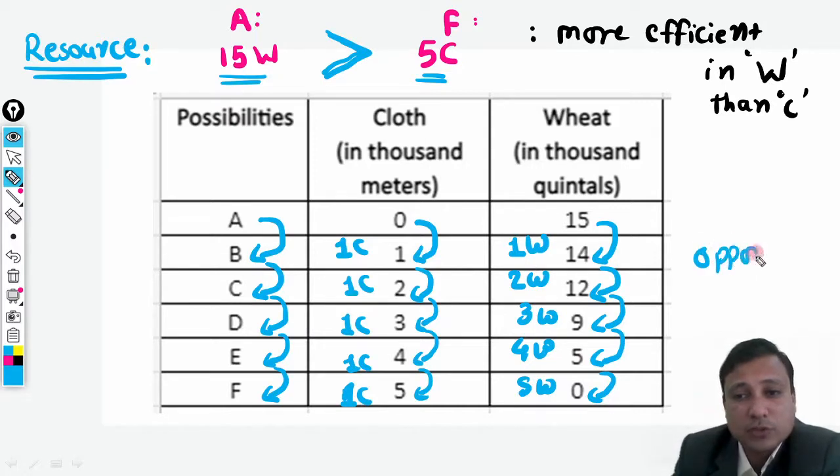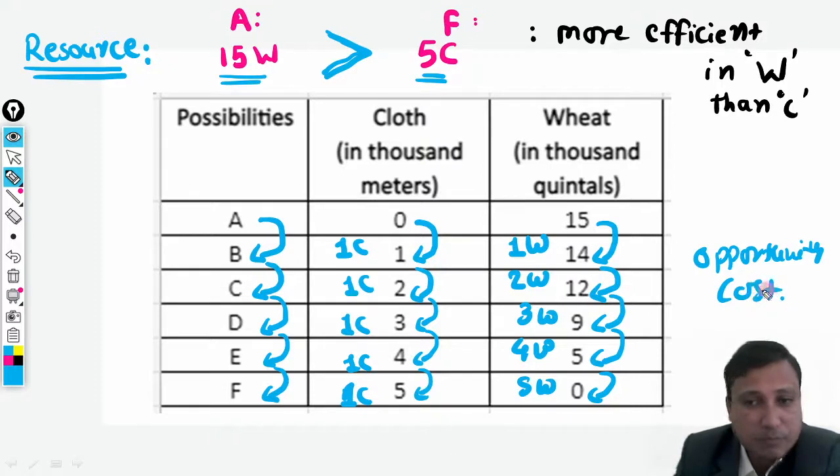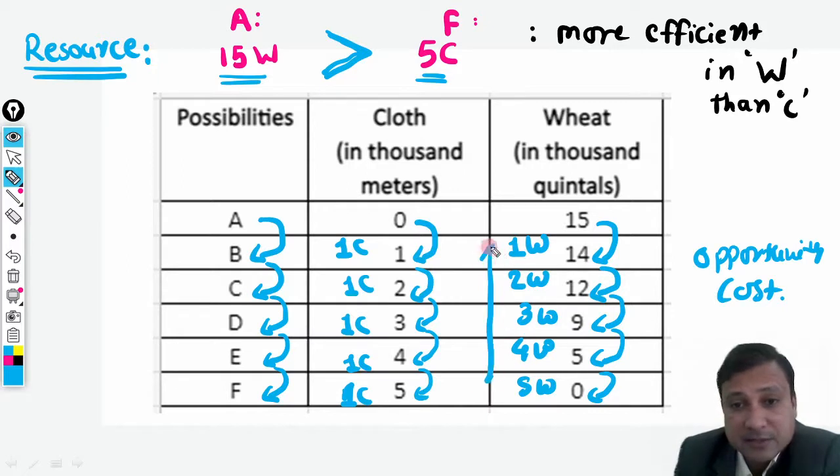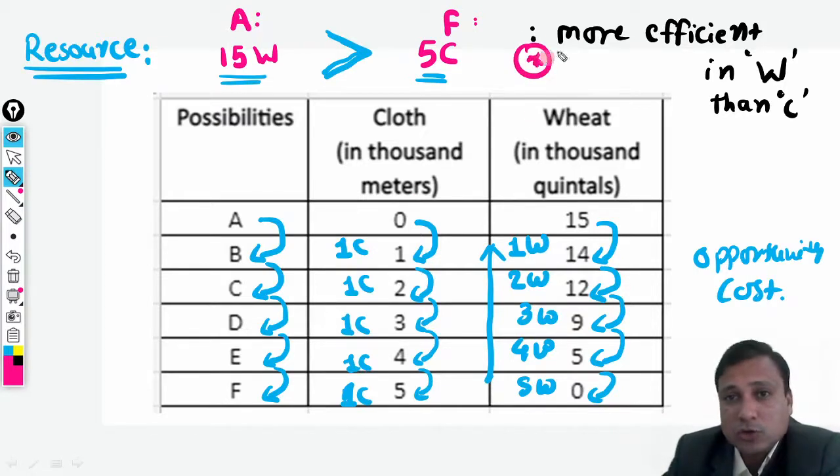This is called opportunity cost. What is opportunity cost? Opportunity cost means to produce one extra cloth, we are sacrificing the production of wheat, and that sacrifice is increasing. Why is it increasing? A reason is here, because your resources in your country are more efficient in the production of wheat than cloth.